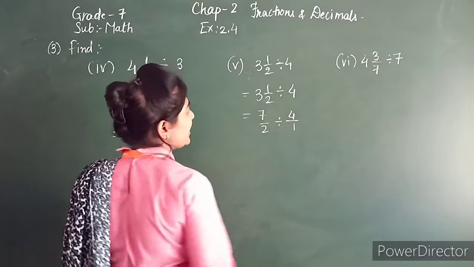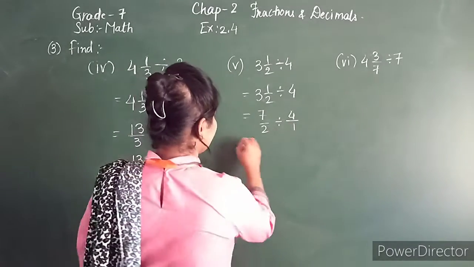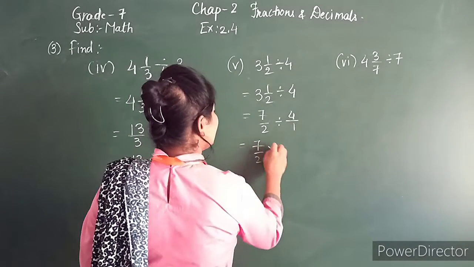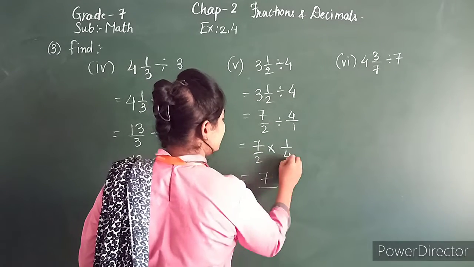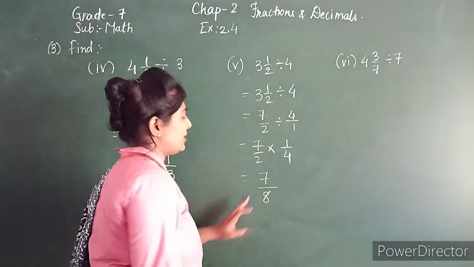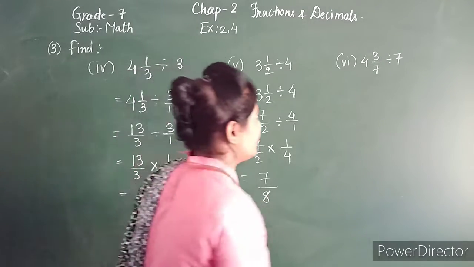So here we have to write 1 in the denominator. So it is 7 upon 2. Here 1 upon 4. So 7 ones are 7 and here 4 twos are 8. So our answer is 7 upon 8.